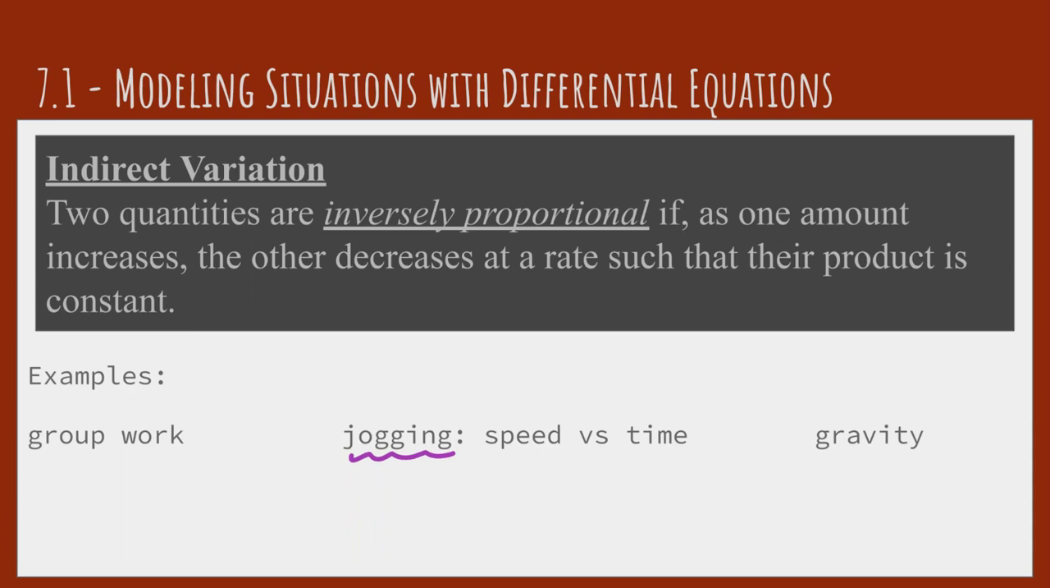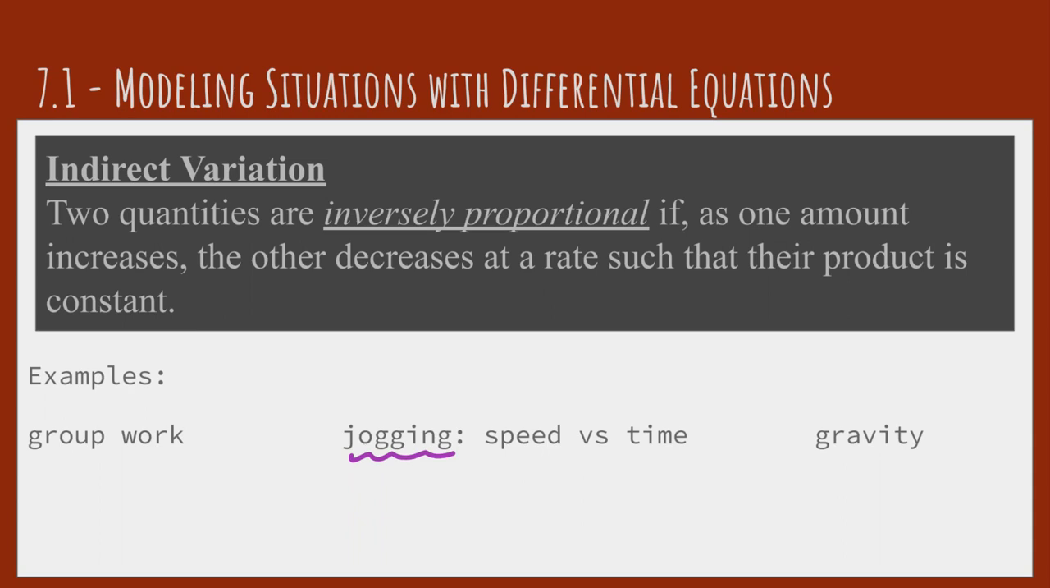Gravity is another example. So this is an inverse proportion. Those of you that have taken physics before, you might be a little familiar with this. Newton's first law of motion, I believe. And it basically says that the force of gravity is inversely proportional to the distance between the two objects, and actually more specifically, the square of the distance between the two objects.